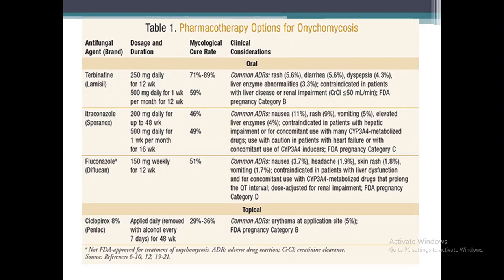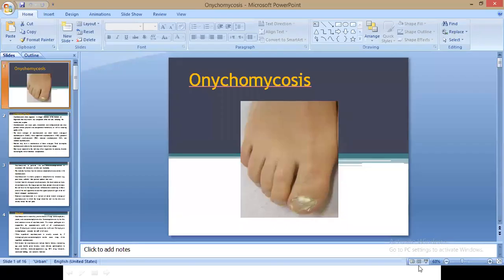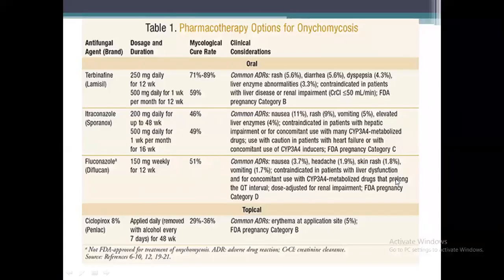Fluconazole, which is second line therapy, is 150 mg weekly for 12 weeks, 51% cure rate, and it also has some common ADRs. It should not be used with drugs which are inducers of CYP3A4, and it is also category D.